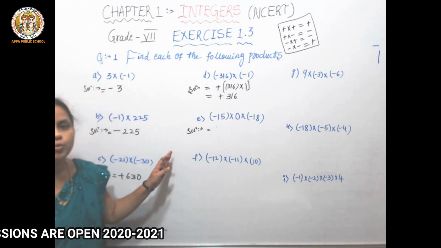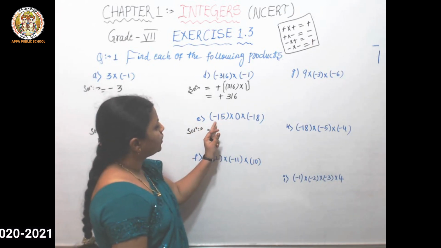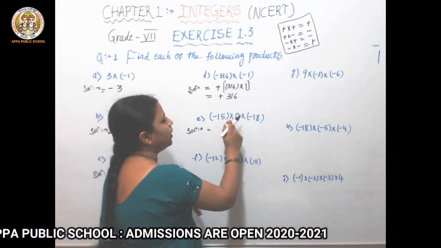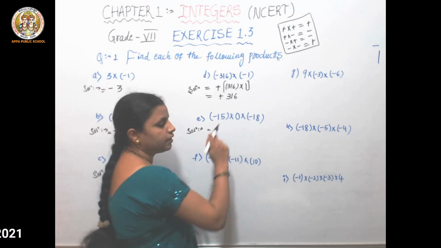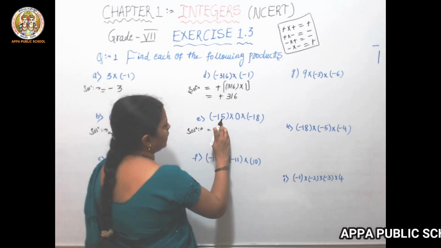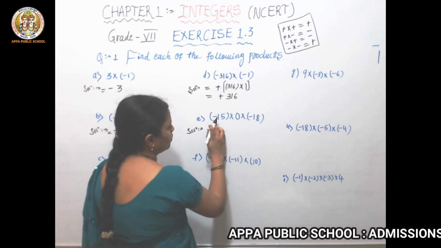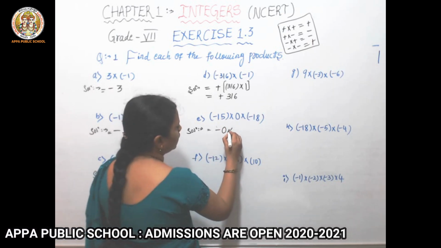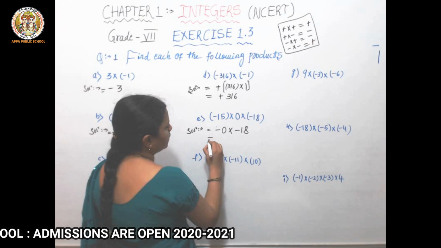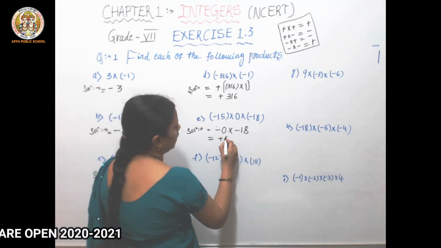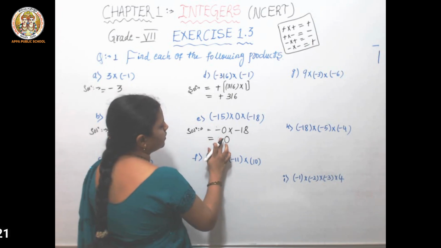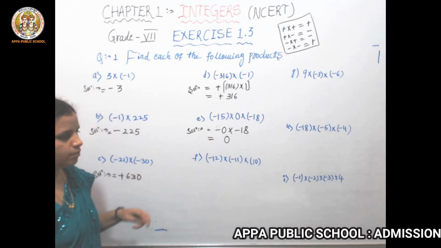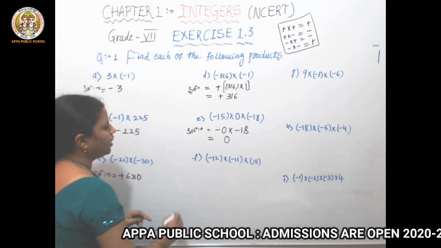Okay, and the next one. So already I said you that whenever you multiply any number with 0, you will get the answer as 0. So you see here minus 15 into 0, plus into minus is minus 15 into 0, again it is 0. Then into minus 80, minus into minus plus 0 into 80 is 0. So we are getting the answer as 0. No need to write the plus here because nothing is there means it is plus only.